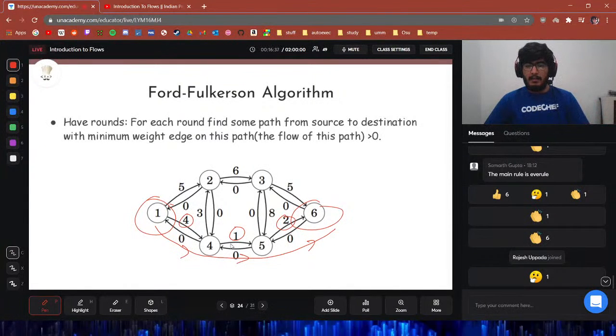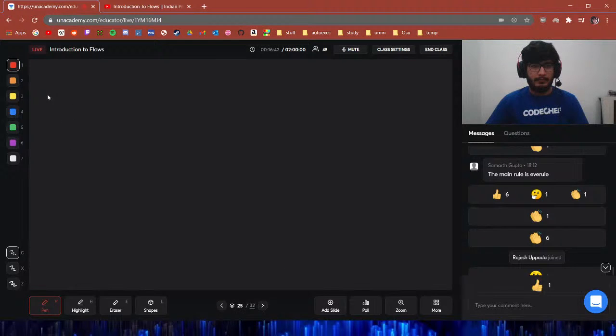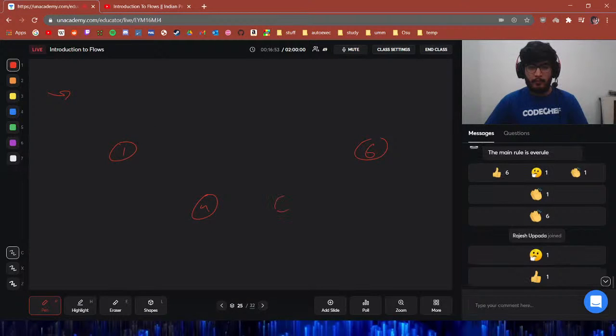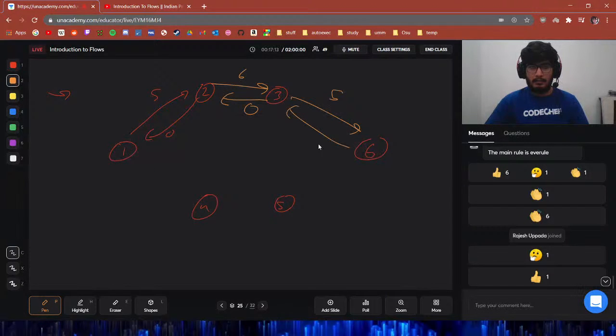So then when we flow it like this, let me show this on a new graph. Let me add all the nodes: 1, 6, 4, 5, 2 and 3. So there was a 5 here, there was a 0 here, there was a 6 here, and there was a 0 here. I'm just going to take some time, sorry for this. I should have put this in the slides.